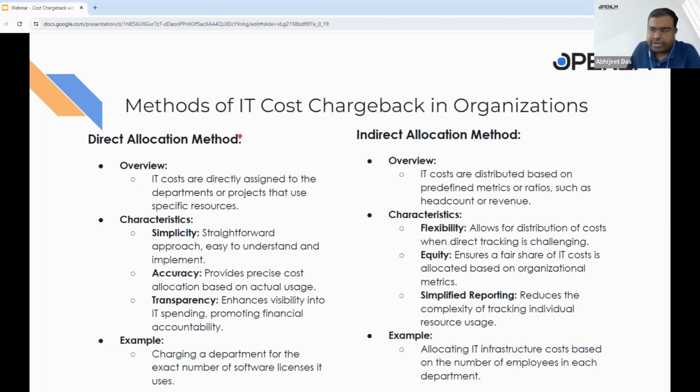In case of the direct allocation method, the characteristics are that it is simple, accurate, and transparent. So IT costs are directly assigned to the department or project that uses the specific resources. While in case of the indirect allocation method, as I gave you the example, it allocates the infrastructure cost based on the number of employees in each department. And here it gives you flexibility, equity, and simplified reporting. So the IT costs are distributed based on predefined metrics or ratios such as headcount or revenue.